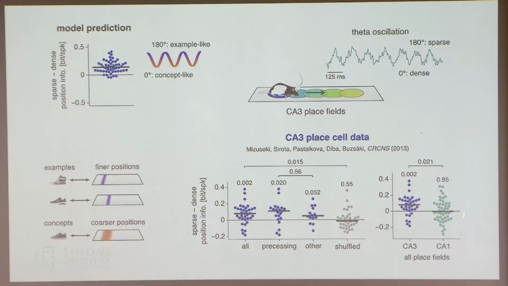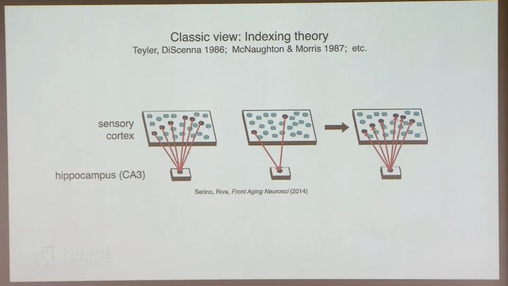And this is not seen downstream in CA1, so it's a special property of CA3. This provides some support for our model. What this model can help to address is a tension in the idea of what the hippocampus is there for. Classically, the idea is that it stamps an index on each unique experience so it can be retrieved separately.